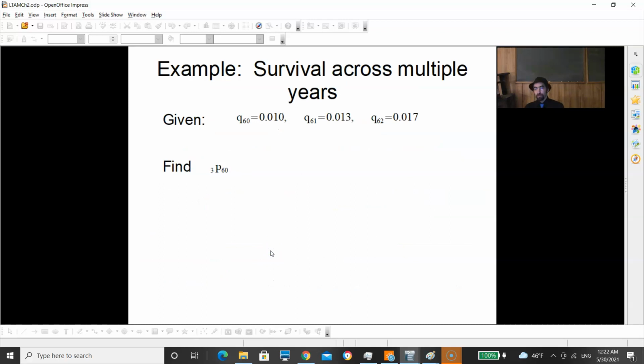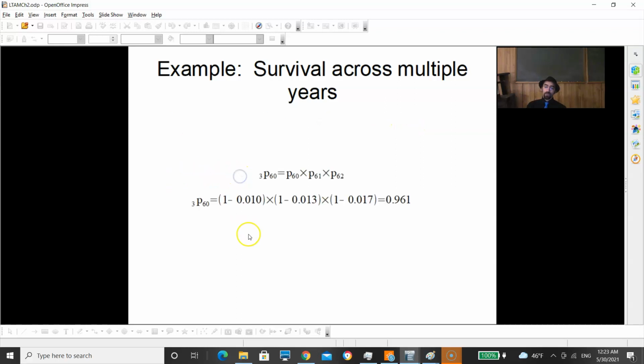So, as a quick example, what if you're looking for survival probability across multiple years? So if you're given q sub 60 equals 0.010, q61 is 0.013, q62 is 0.017. Given those, find 3p60. Well, you would just have to multiply the probabilities of surviving each year, because to survive 3 years, you have to survive each one individually.